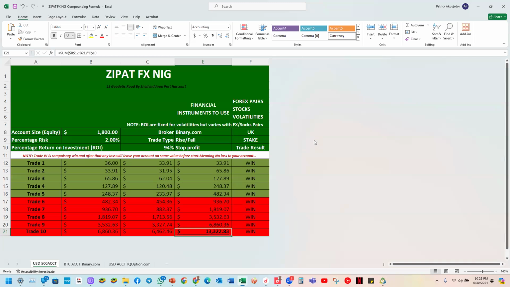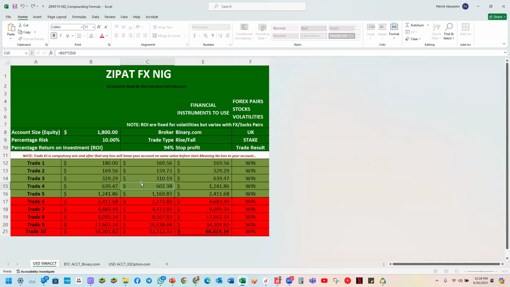But trust me, if you do it over time, like I was showing you now, this is just 2%, right? You'll be amazed at the kind of result. So imagine if I have to change this to 10%, 10 times. By the time I'm done with the 10 trades, I'll have $66,000 profit in my account.